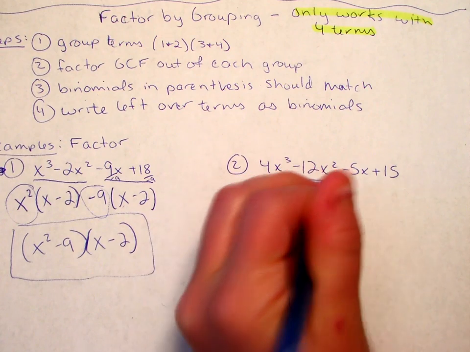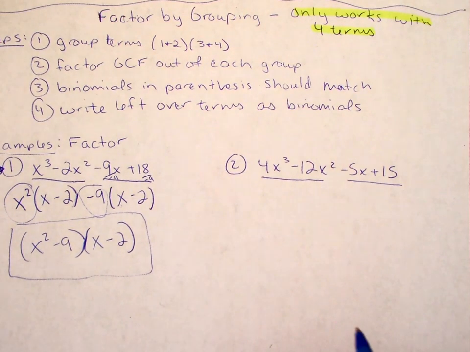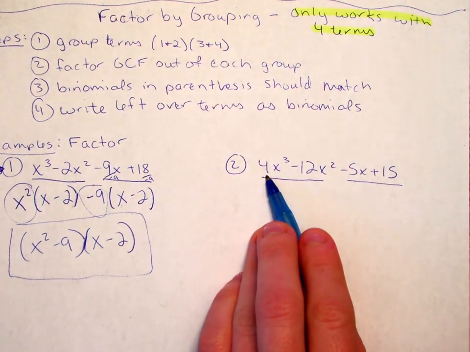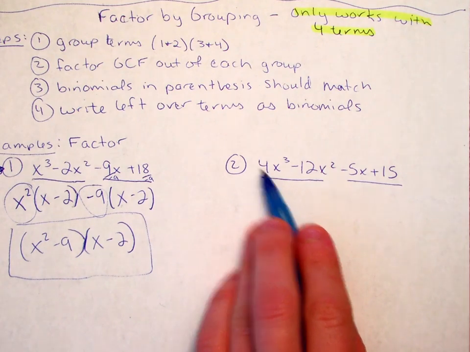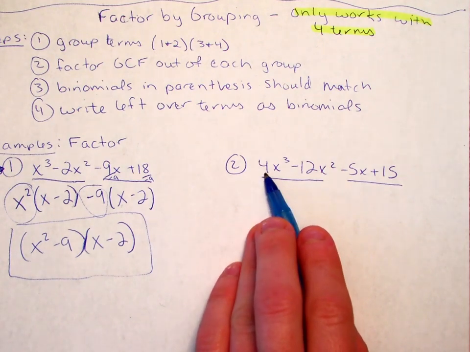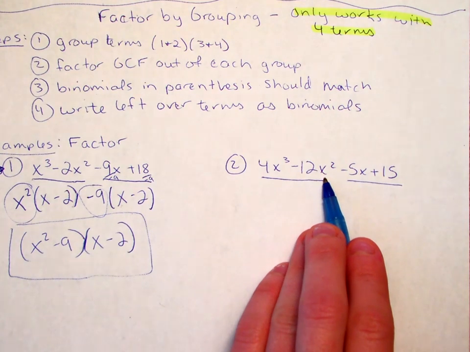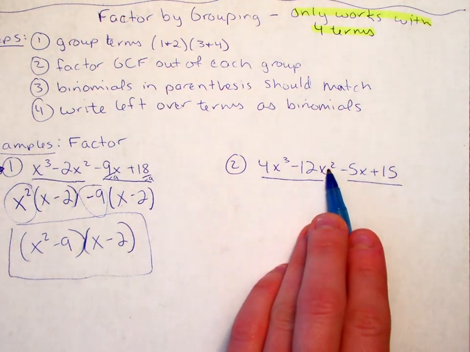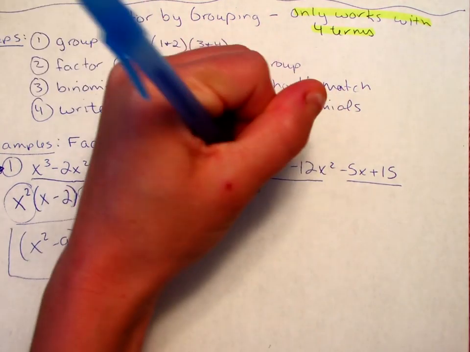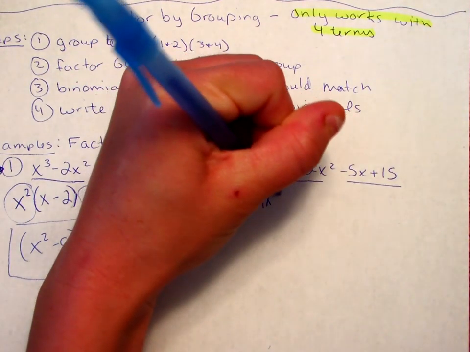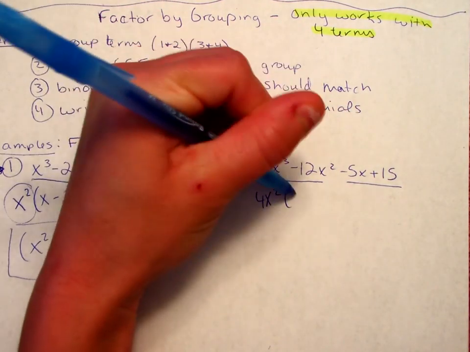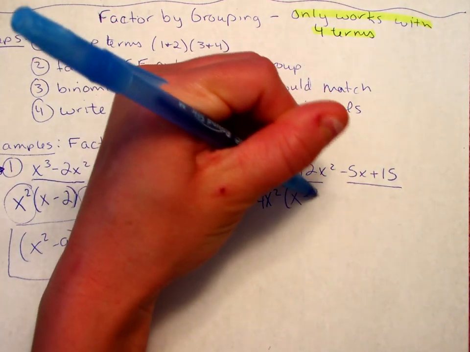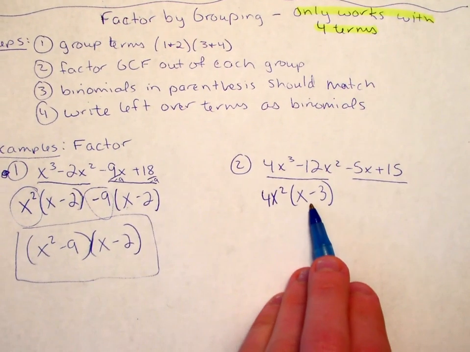So I'm going to take these first 2 terms, take these second 2 terms. I am left with saying, okay, what do these 2 have in common? Well, they have a 4, and the highest variable they have is x squared, so that's the highest thing I can take out. So 4x squared, and that leaves me with x minus 3. You'll notice usually whatever's left in here is pretty simple.